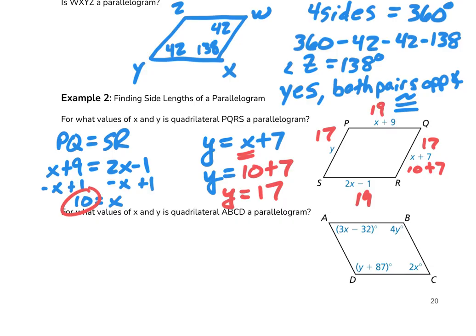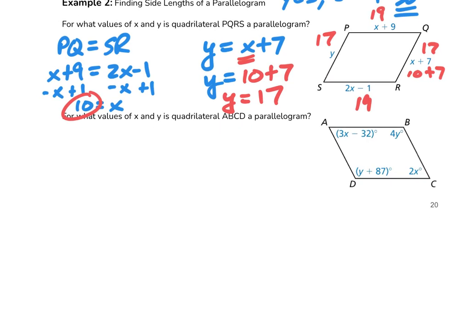They're not asking me to find those side lengths, but sometimes they might, right? Sometimes they may say, what is the length of PS or QR? And then you'd have to find that length. But here we're just finding the value of x and y. Okay, this one is different because it's angles. But the math is really not much different.